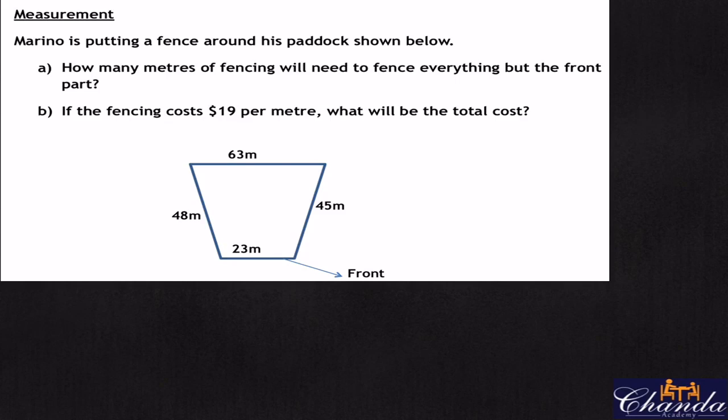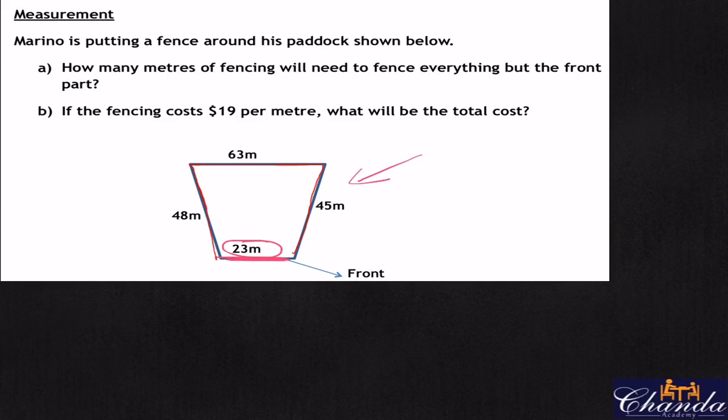So as we can see, this is sort of like an upside down trapezium. This particular lawn there, or whatever paddock there. Now the front part is this portion here, which is the 23 meters as indicated right there. Now it says part A is how many meters of fencing will be needed to fence everything but the front lawn. So let me use a different color here to indicate the part that we need to figure out. So we need to figure out the fencing for that 63 meters plus 45 meters.